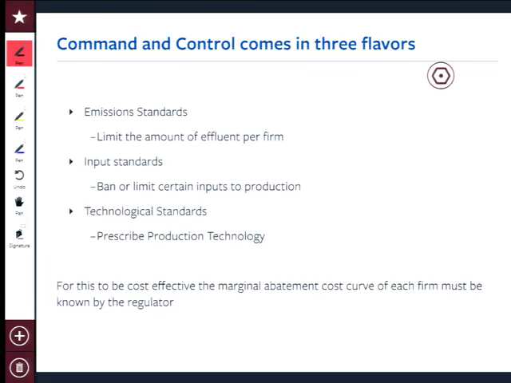Input standards are slightly different, where instead of saying you may emit a certain amount, you simply tell firms what they get to use for production. So, for example, you could outlaw high sulfur coal and require power plants to use low sulfur coal. Or you could tell truck drivers they no longer get to use high sulfur diesel, they only get to use low sulfur diesel. So you're regulating what type of inputs go into production.